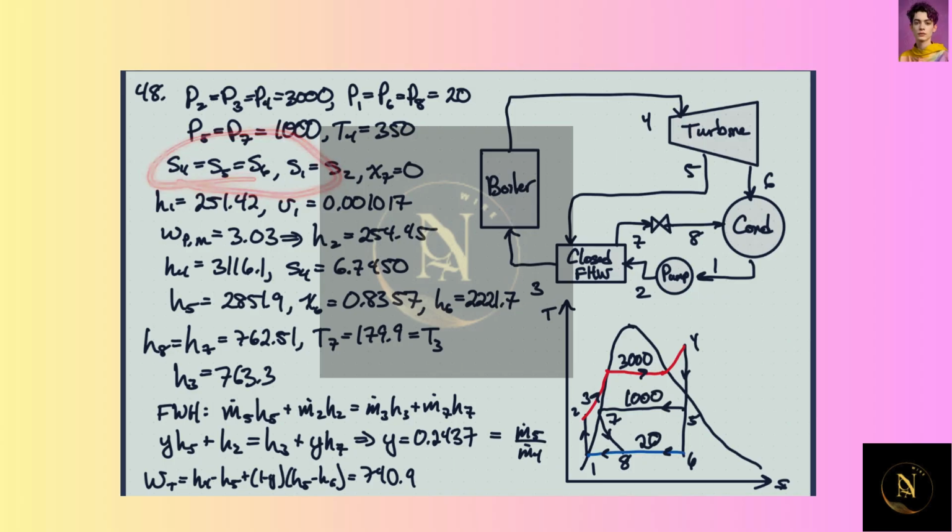Because everything is isentropic, we have these relationships, and then we have saturated liquid at 7. So we can get saturated liquid at 1 also. So we can get enthalpy and specific volume at 1, so we can get the power into the pump. And then that allows us to find the enthalpy at 2. The enthalpy at 4 and the entropy at 4 we can get because we have the pressure and temperature there.